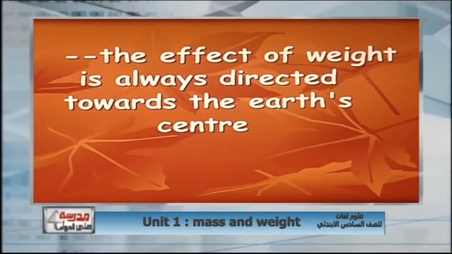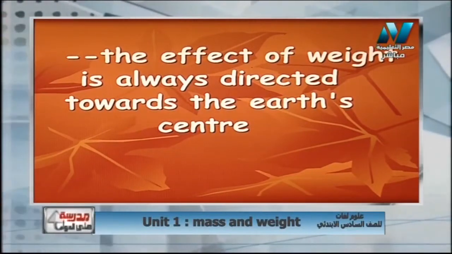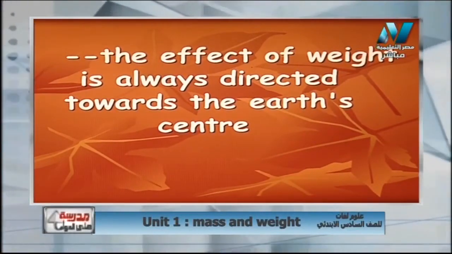So it is very important to know the main differences between mass and weight. Again, mass is the amount of matter in an object, but weight is the attraction or gravitational force by which the body is attracted towards the earth. Another main difference: mass is measured in units such as gram, kilogram and ton, but weight is measured in only one unit, which is the newton. Again, the effect of weight is always directed towards the earth's center.